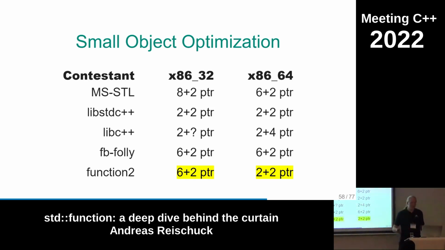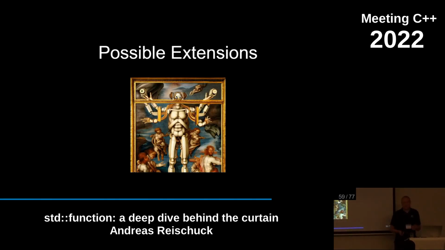So one motivation to roll your own function implementation would be to make it smaller. But you don't have to do it on your own. There are already implementations. There are quite a lot of them. And as I said, there are some possible extensions you want to use. And I want to present some of them.